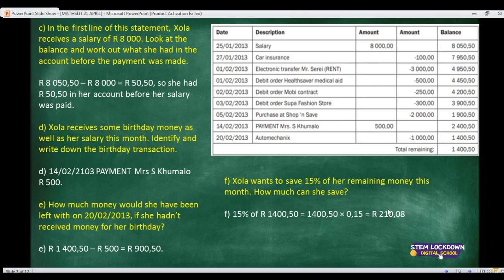Then your answer is 210 rands and 8 cents. So 15% of 1,450 rands and 50 cents is 210 rands and 8 cents. That's how much she would be saving for this time frame. 210 rands and 8 cents.